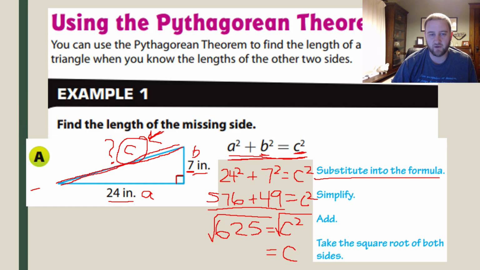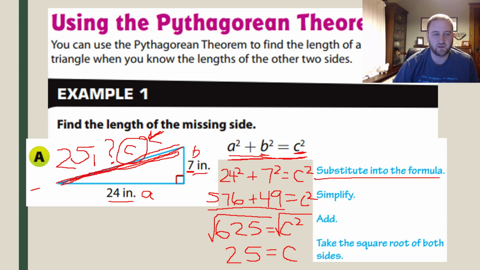So what we want to know is that C is equal to the square root of 625. So the square root of 625 is equal to 25. Which means that this side length, the one that we're trying to find, is 25 inches. Okay?